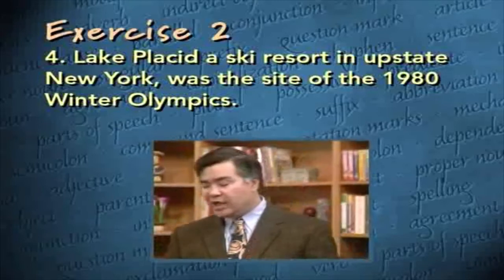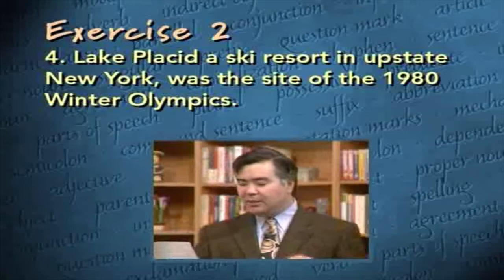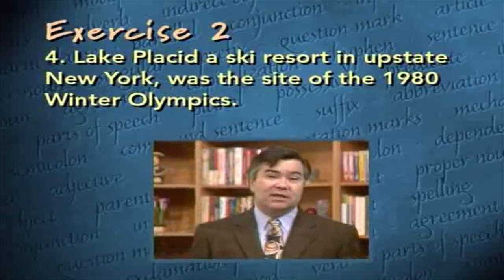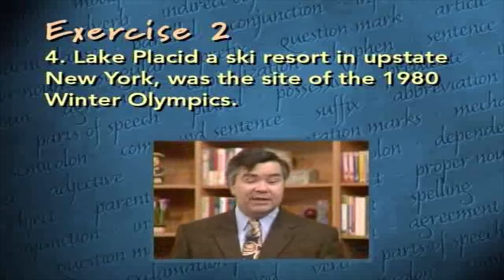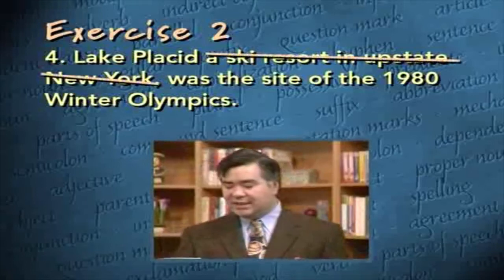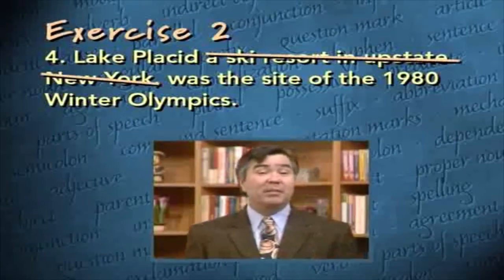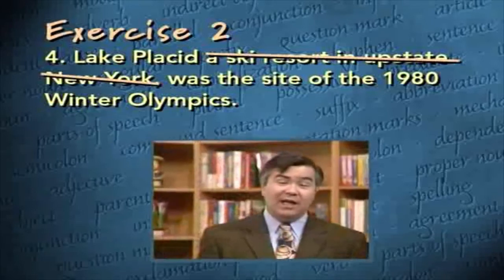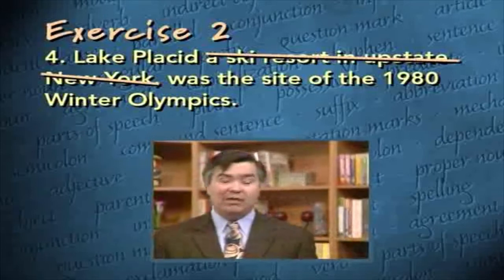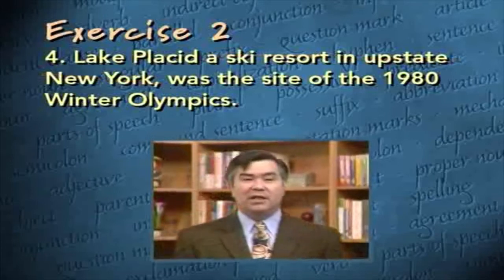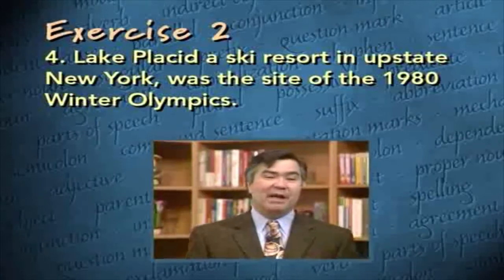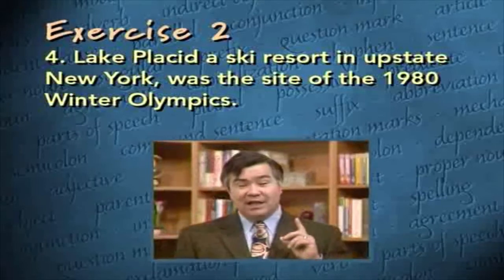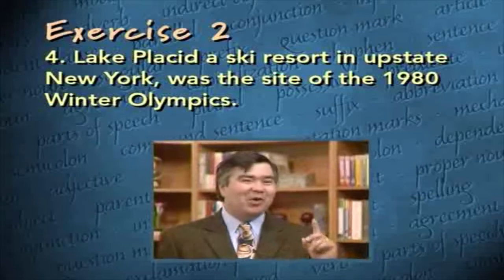Notice that if we took out the words a ski resort in upstate New York and eliminated them from the sentence, the rest of the sentence would still be clear and would have the same meaning. Lake Placid was the site of the 1980 Winter Olympics. That's basically what the sentence is saying. The interrupting phrase gives a little further information about Lake Placid, a ski resort in upstate New York. Tells us more about Lake Placid, but it isn't strictly necessary. Therefore, it should be set off by commas on both ends.